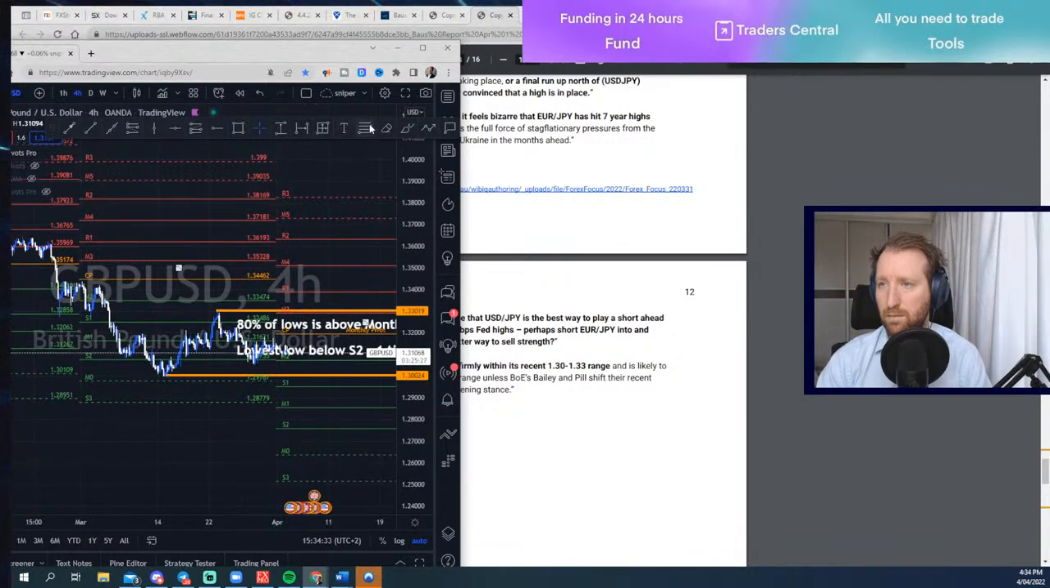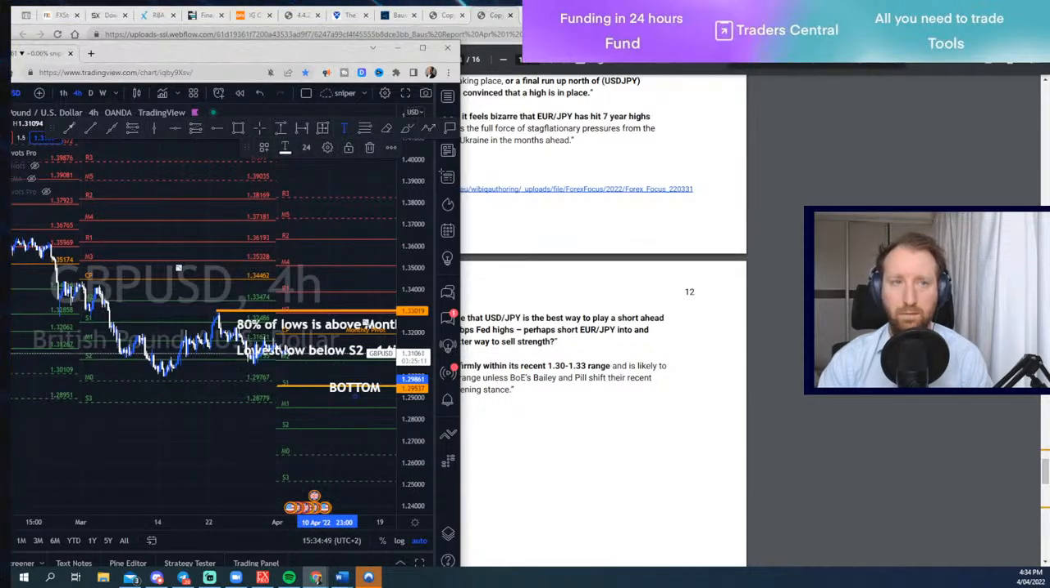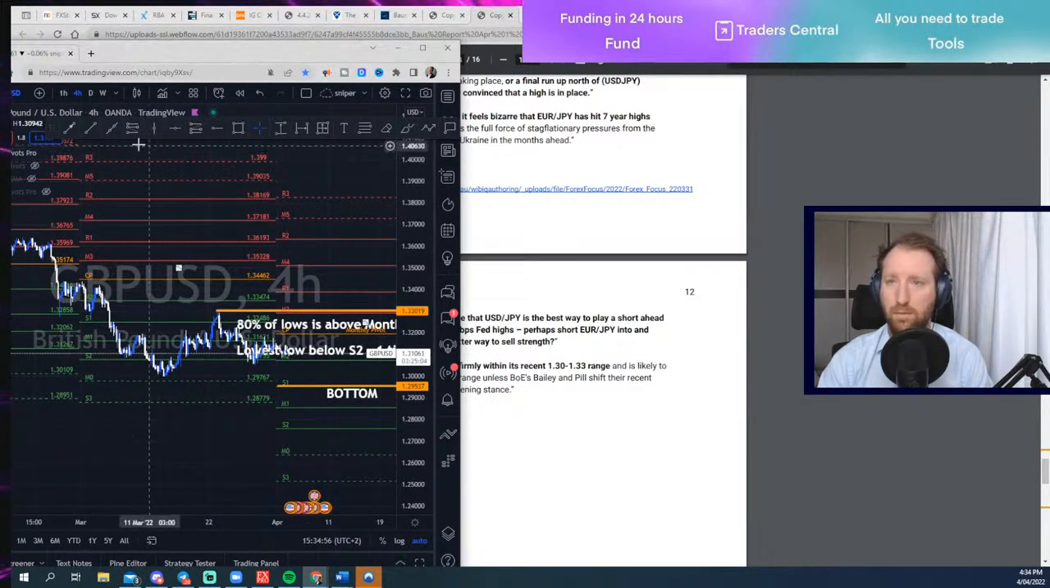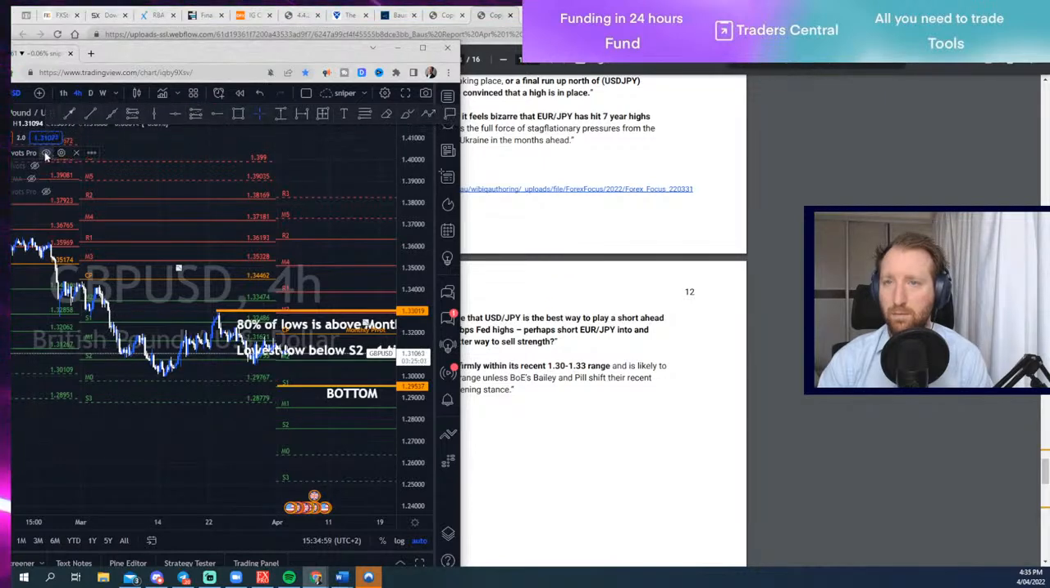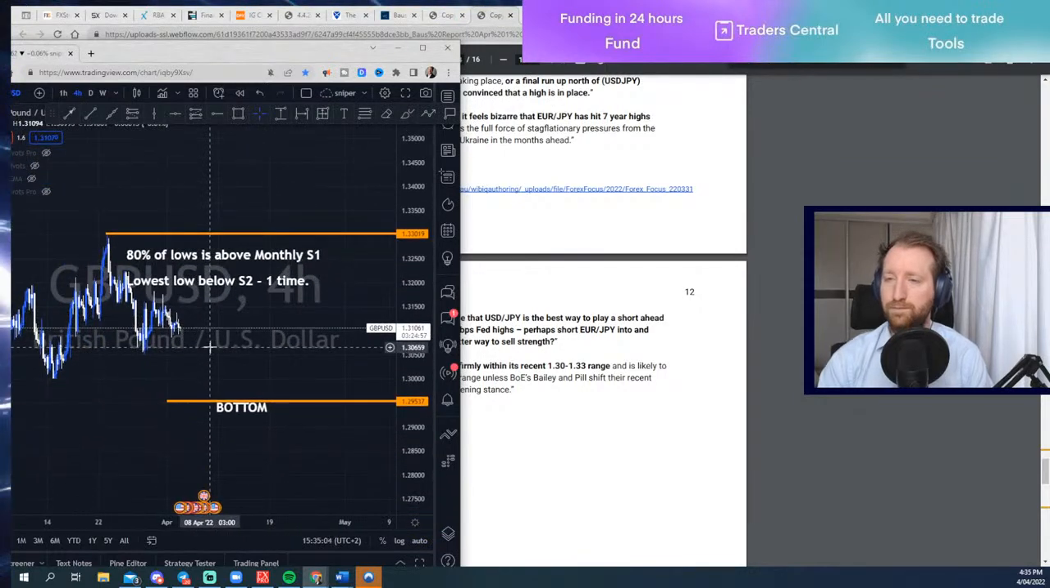Historically, 90% of the time we have gone above the monthly central pivot, which we have still yet to do. There's an 80% probability that the low is above S1, and there's a 95% historical probability that the high's not in yet. So I'd say the low's probably not in. It could be, but the high for the month is almost certainly not in. By any historical measure, it's not in yet.